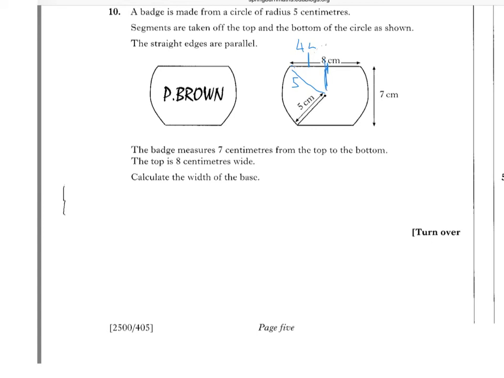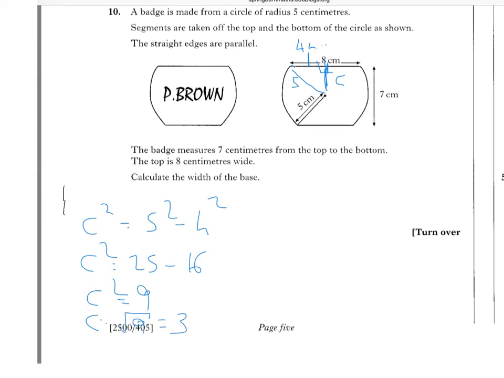If I call that C, I can apply a bit of Pythagoras for a shorter side. C squared will be equal to 5 squared minus 4 squared. C squared is equal to 25 take away 16. C squared is equal to 9. And C will be equal to the square root of 9, and that's 3. Now if that bit's 3 and the height of the badge is 7, I know for definite then that this bit here will be 4 centimetres.